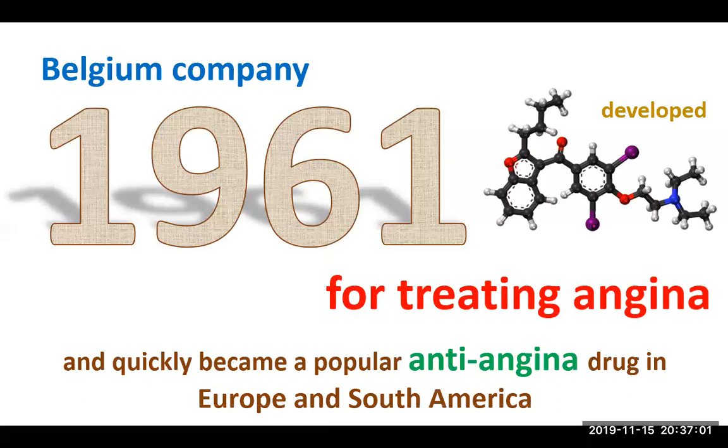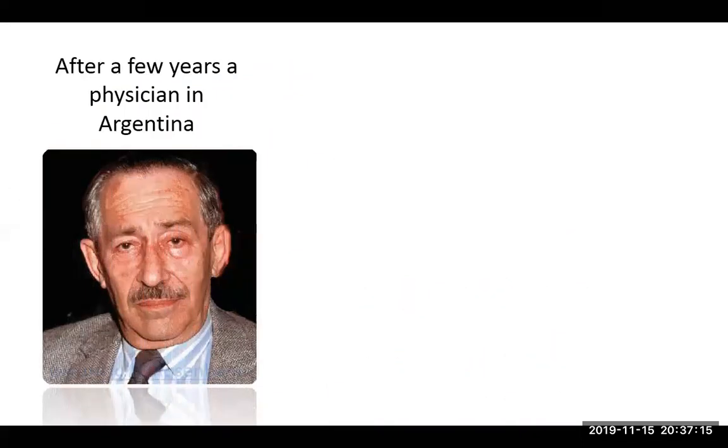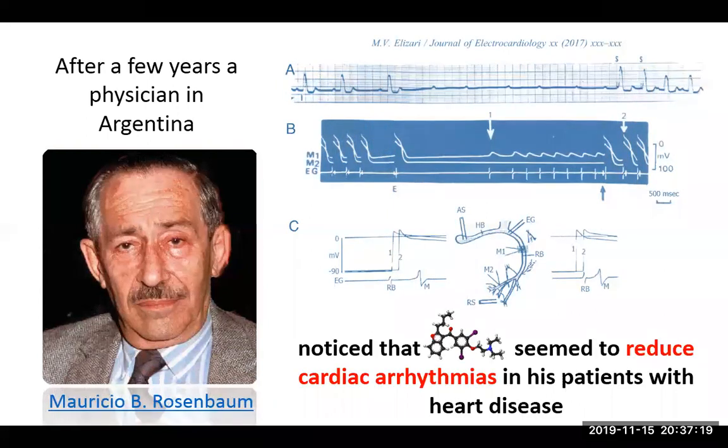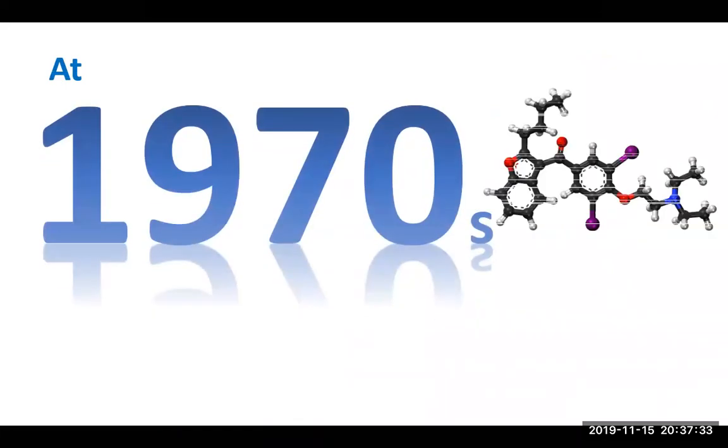In 1961, a Belgian company developed a new drug to treat angina, and this drug quickly became a popular anti-anginal drug in Europe and South America. Later on, Rosenbaum, an Argentinian physician, discovered in every patient treated by this new drug that it reduces cardiac arrhythmia. So he discovered that this drug is anti-arrhythmic.